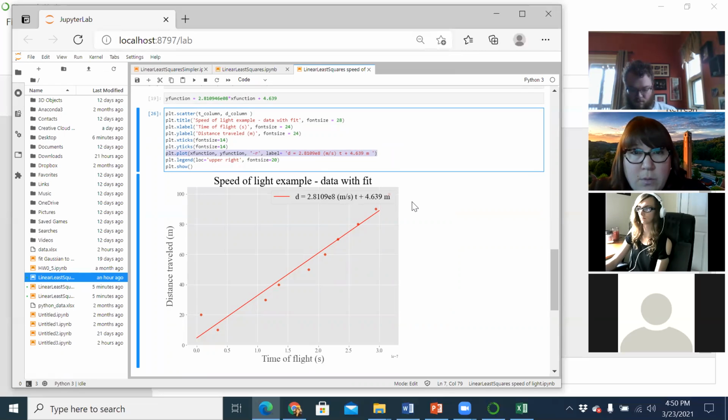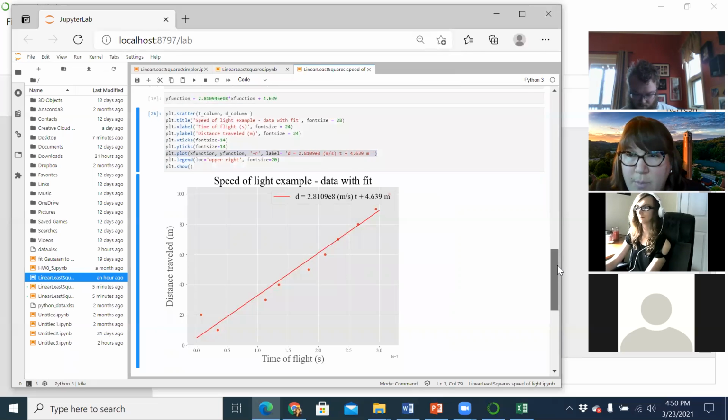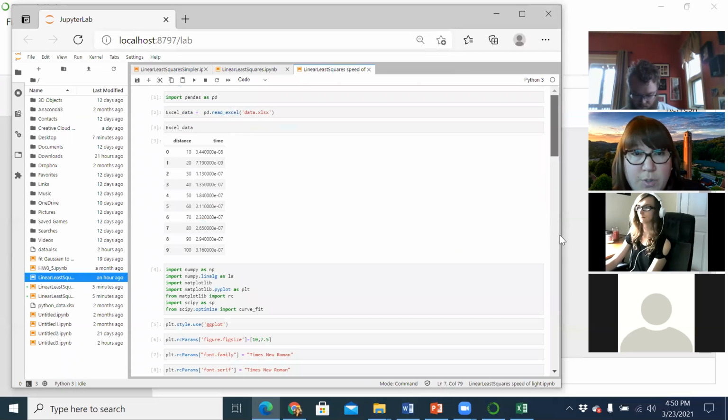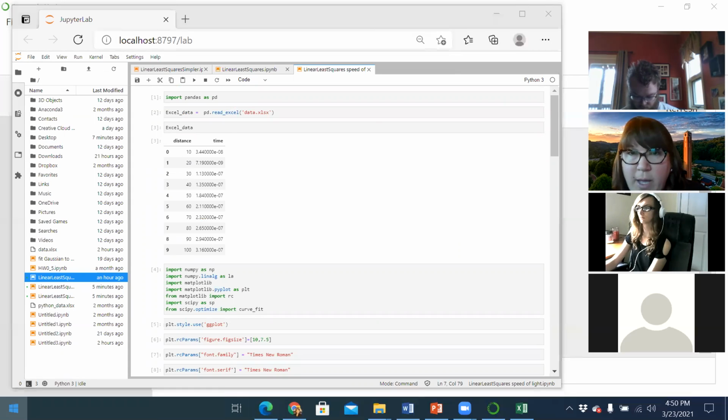I will put this code on the As You Learn page, so you don't have to type all that. You just copy and paste and edit for whenever you're doing linear least squares curve fitting, when it's appropriate.